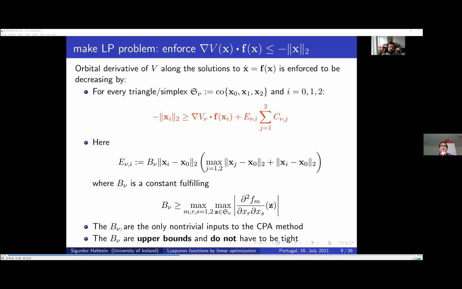And this is actually the only non-trivial input to the CPA method. I mean, we use the triangulation and then we construct the linear optimization problem. Everything can be done automatically except that we need to deliver some values for these upper bounds. But in practice, this is usually very simple because it is an upper bound. This is not the maximum, it's just something that is not lower than the maximum of these second order derivatives.